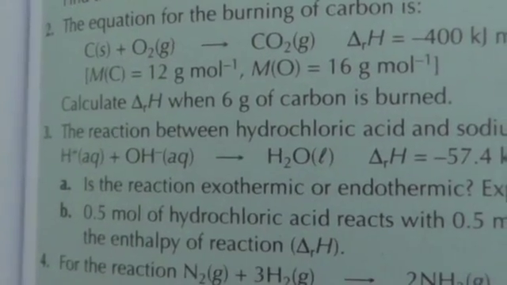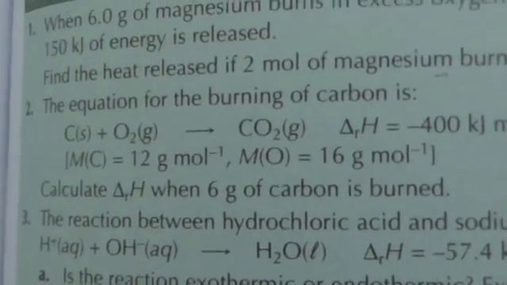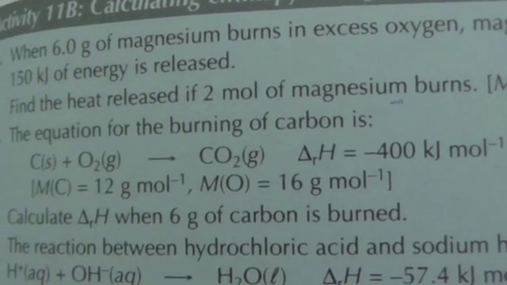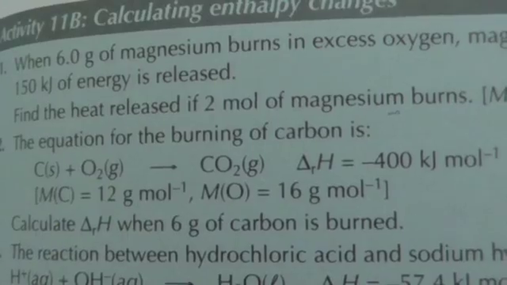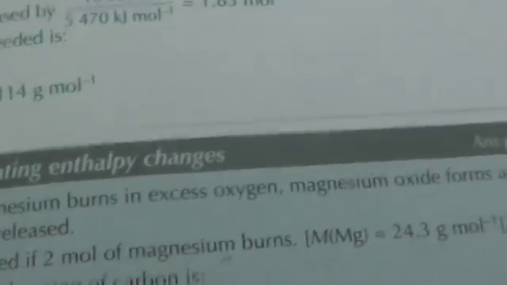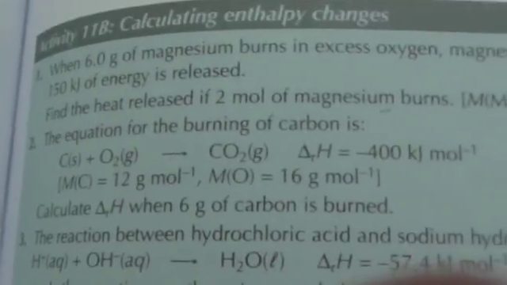Now, they want you to calculate the delta H when 6 grams of carbon is burnt. Alright, so what we'll do now is I'll just copy this equation into my book, and then we'll do the calculation.